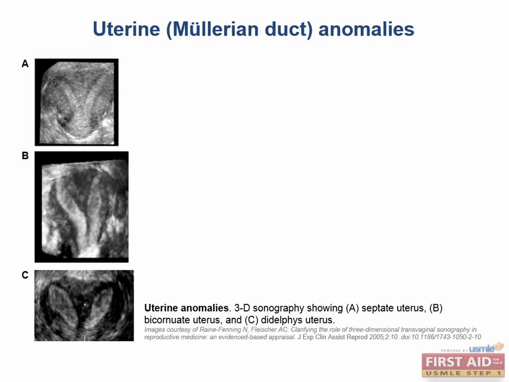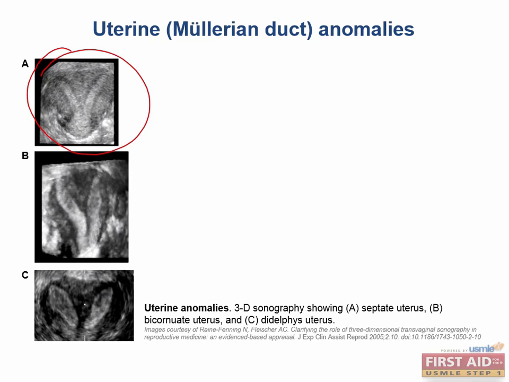So let's talk about uterine Mullerian duct anomalies. During embryology, the uterus may undergo one of many deformities. For example, over here in image A, we can see what's called a septate uterus, which results from the incomplete resorption of the septum. This is easily treated with septoplasty, which is basically surgery to fix the septum.